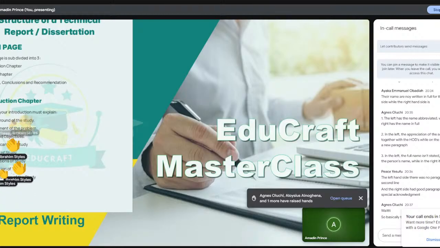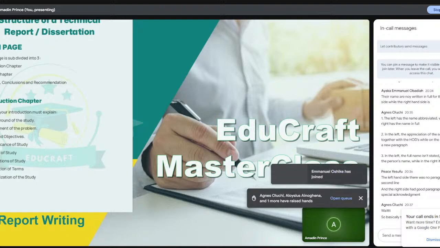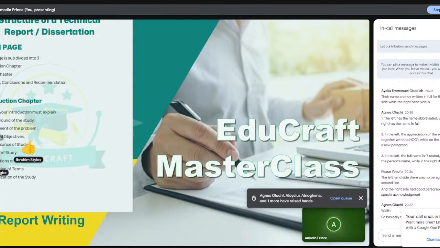There are some things here. Introduction must have what? Background of study, statement of purpose of the report, then the aims, objectives, significance of study, scope, limitation, definition of terms, organization. So that's just a brief overview of it. In the theory, we're going into it.